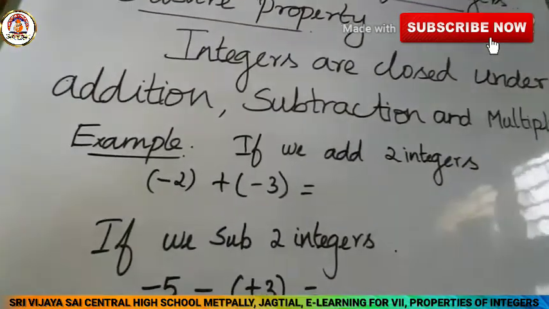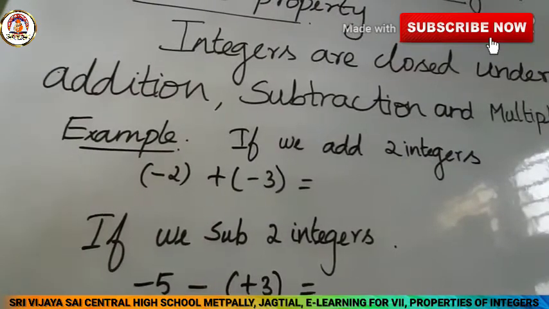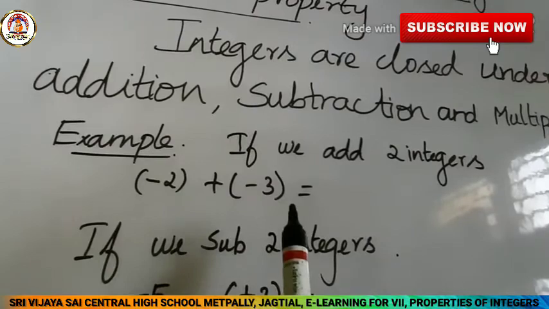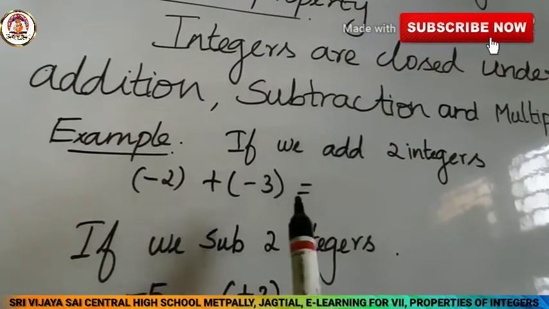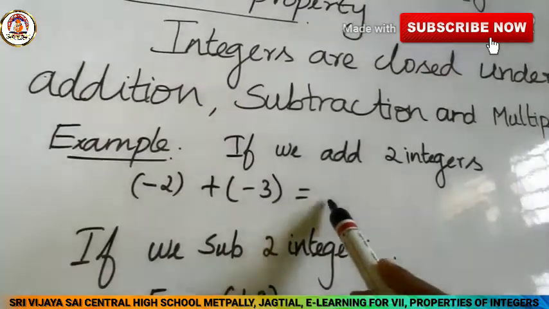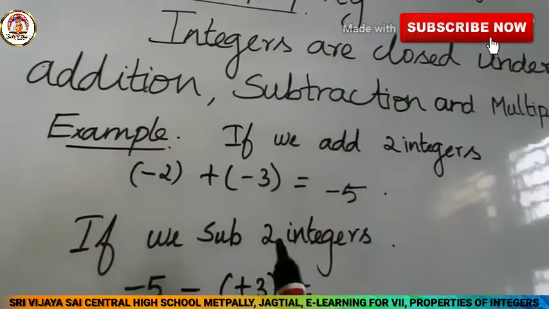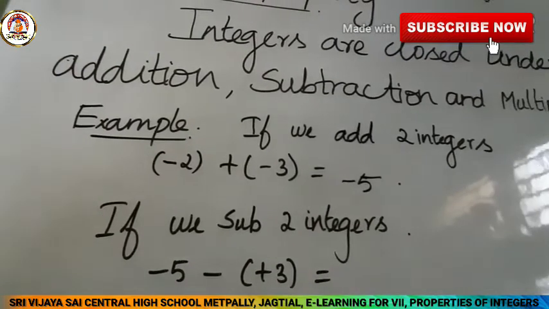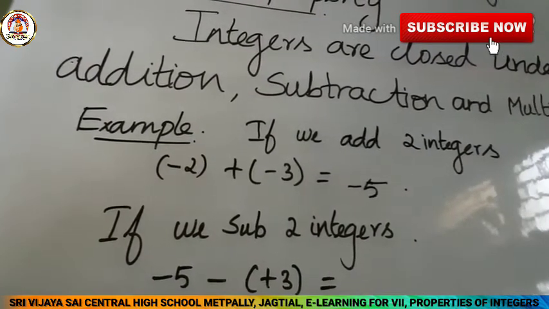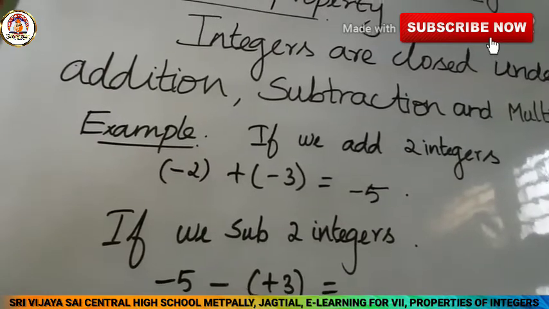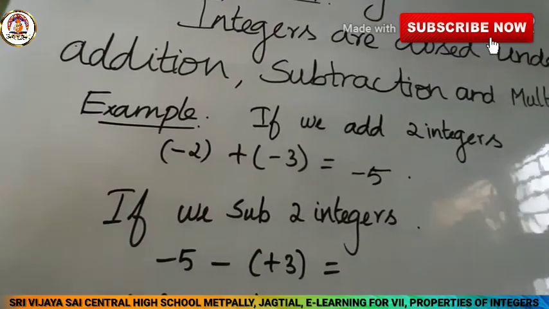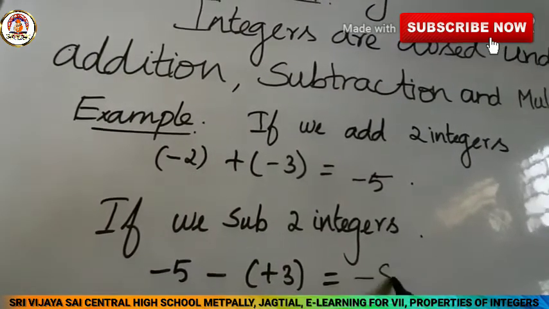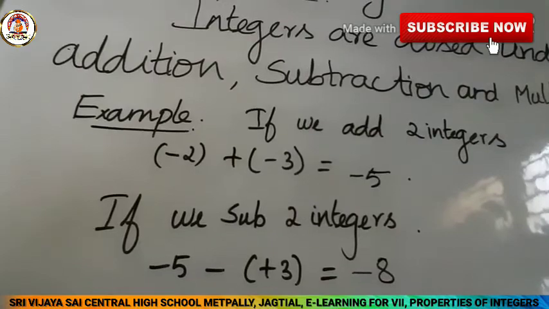First, we are going to see this through examples. We are going to add two integers, one is -2 and another one is -3. Both are integers. When you add them, you get -5, which is also an integer. Next, when you subtract two integers, -5 and a positive integer +3, you get -8, which is also an integer.